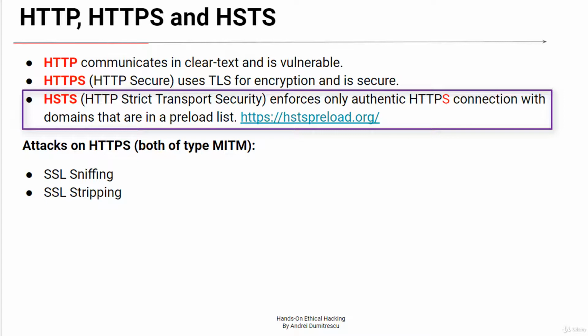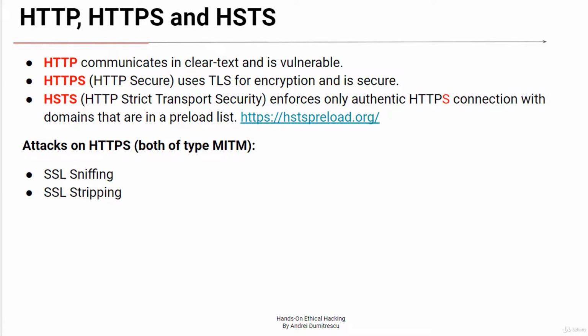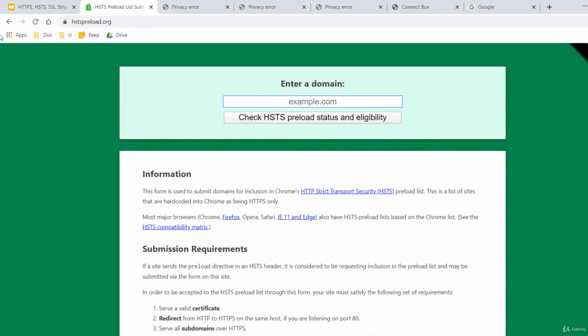Let's see what HSTS is. It's a web security policy mechanism that helps us to protect websites against protocol downgrade attacks and cookie hijacking. HSTS allows a web server to declare, using a header named Strict-Transport-Security, that web browsers should interact with it using only authentic HTTPS connections. The HSTS domains should be loaded in what is called an HSTS preload list and must be supported by the browser.